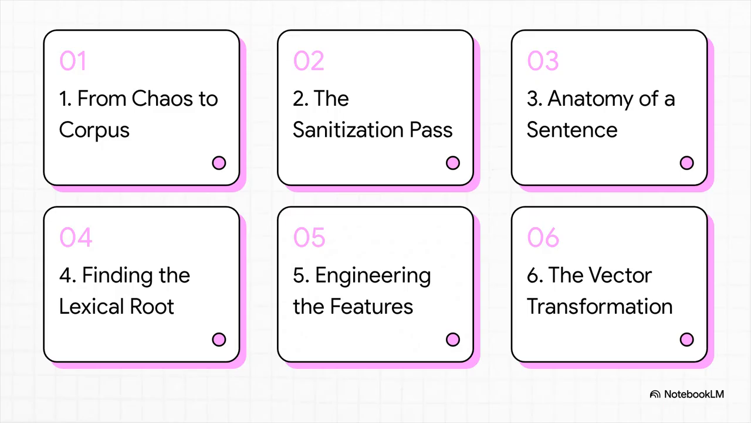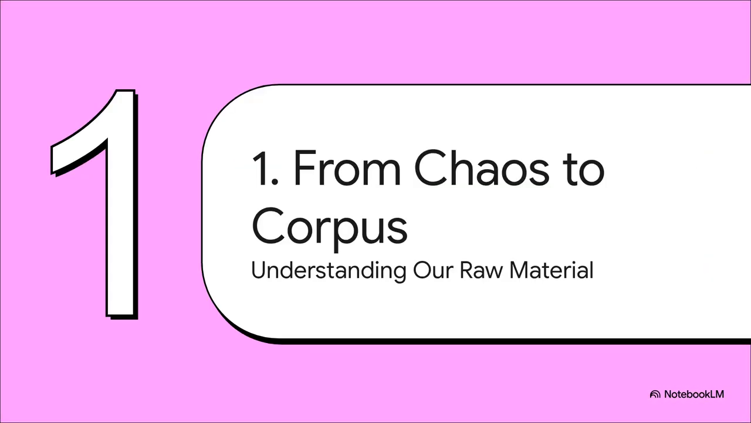So here's our blueprint for the day, our schematic. We'll start by going from chaos to a proper corpus. Then we'll run a sanitization pass to clean things up. After that, we'll dissect the anatomy of a sentence, find the lexical root of our words, engineer some features, and finally, we'll get to the vector transformation. Let's get started. Okay, section 1, from chaos to corpus.